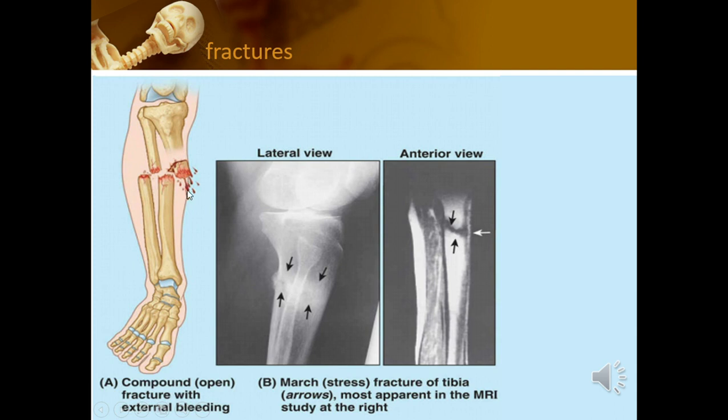We can also see transverse fractures of the tibia here in the upper part and also in the lower part, in people mostly who are going on long hiking and they suddenly land on a wrongly angled leg. That's why they are called march fractures or stress fractures.